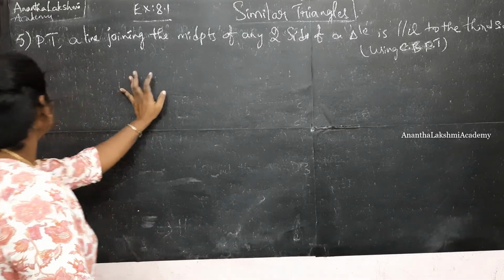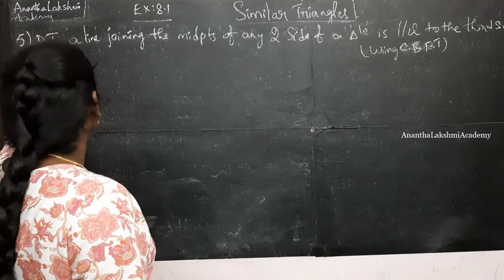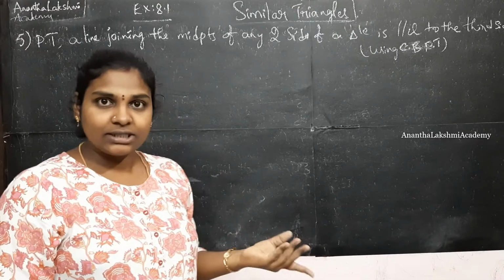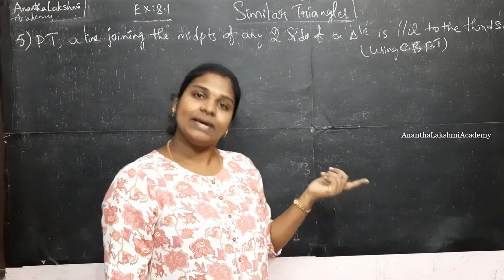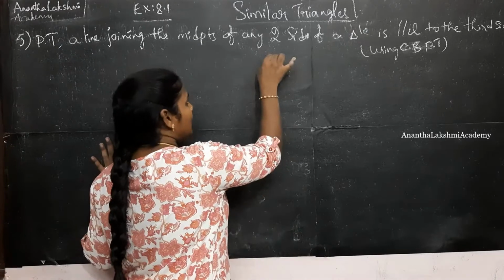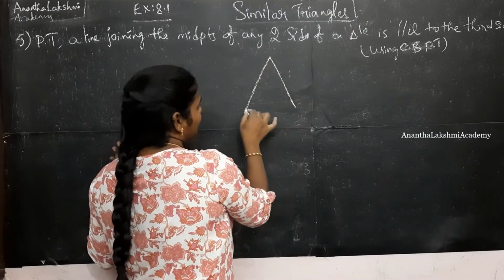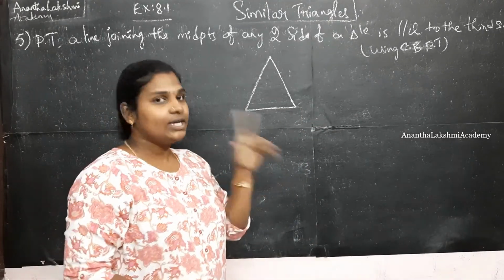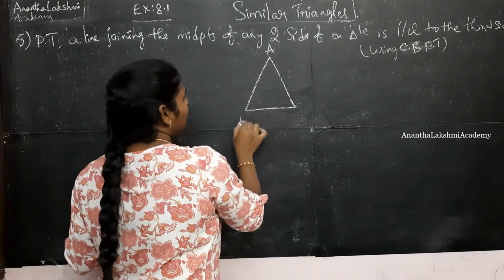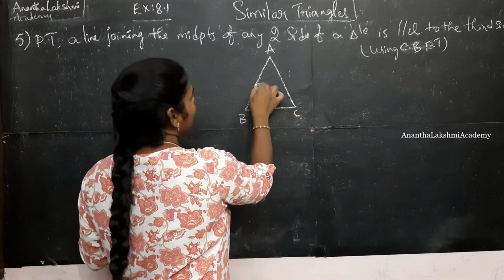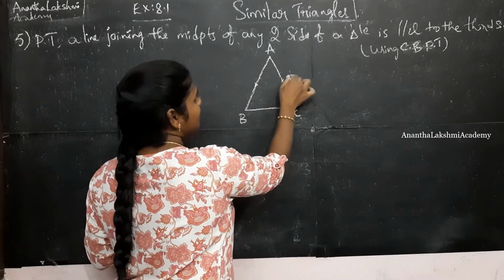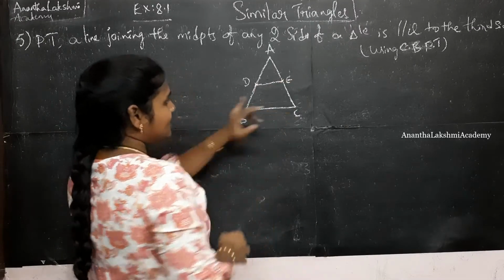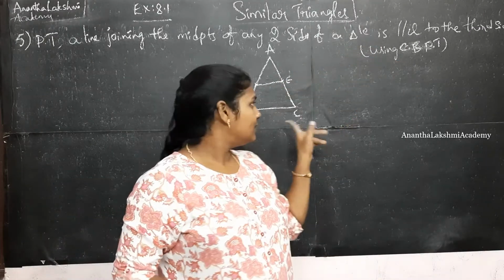So here we are, I'm ready with the 5th problem listed. Prove that a line joining the midpoints of any two sides of a triangle is parallel to the third side using the converse of the basic proportionality theorem. If you have already watched the video of the basic proportionality theorem and its converse, you will know what they are asking us to prove. Suppose ABC is the triangle and I consider D and E to be the midpoints of AB and AC respectively. Now if I draw a line DE, then this is parallel to the third side.